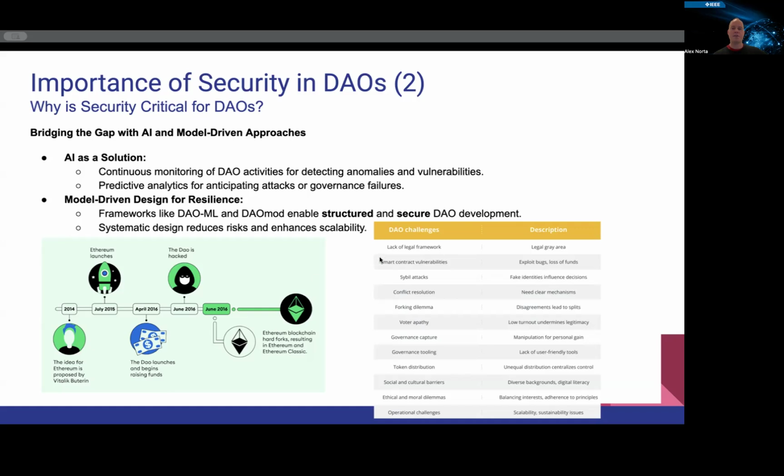Then I have here another little screenshot about DAO challenges and descriptions, just to quickly go through it. We have a lack of legal framework. That means if you run a DAO, it's a legal gray zone. However, not in all countries. For example, in the US state of Wyoming, a DAO is a legal entity.